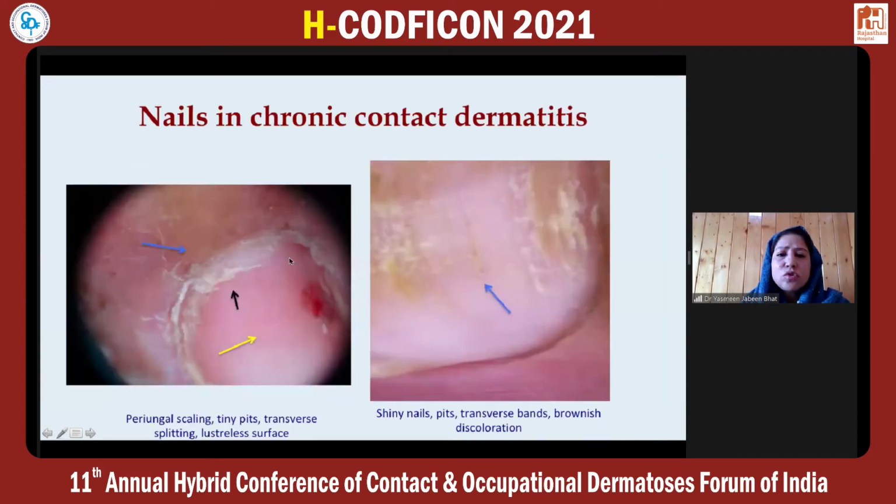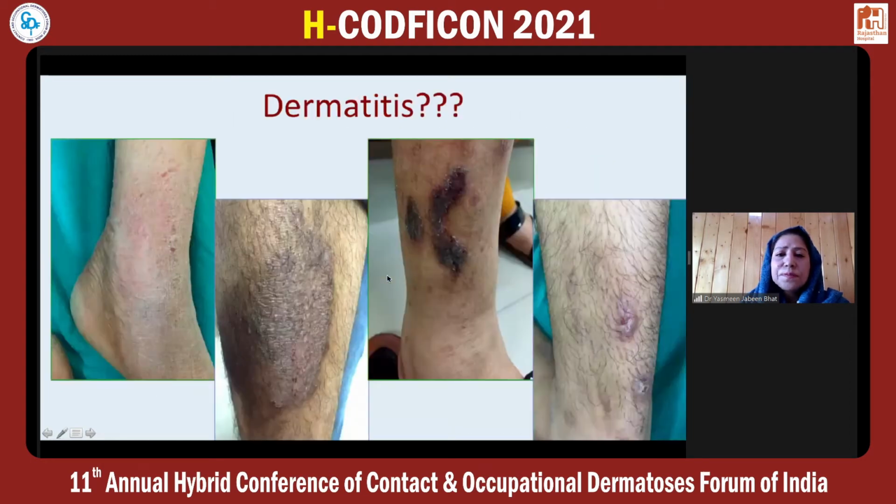Then nails can also have some changes in case of chronic contact dermatitis. We can see more perionychial scaling, tiny pits here and there, transverse splitting like here, a lusterless nail, and we can see brownish discoloration and even pits.